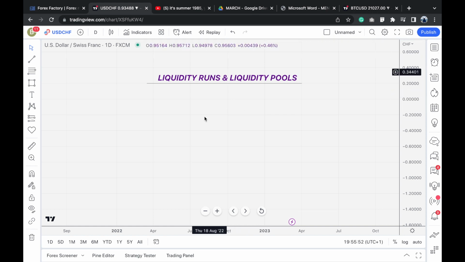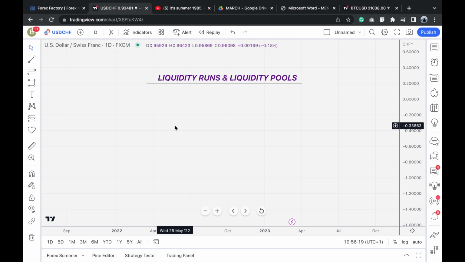Before we start with liquidity runs, we have to first define liquidity pools. What are liquidity pools? Liquidity pools are not something you can detect in the marketplace. It's not something that you can go into the marketplace and say, oh, this is where we have a liquidity pool. What we define as liquidity pools are what we call implied liquidity pools, because we cannot physically see the orders.